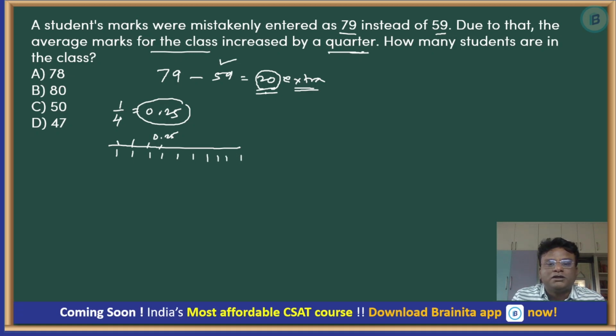Now we know that because of 20 extra marks, each student's marks were increased by 0.25, because average is nothing but each student's marks, right? If we consider that every student scored the same marks, then that would be the average, and that average went up by 0.25 because of these 20. So the number of students would be 20 divided by 0.25, right? And this is nothing but 80. Okay, so the answer to this question is B, 80.